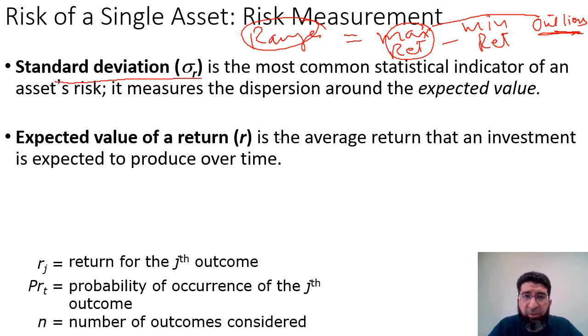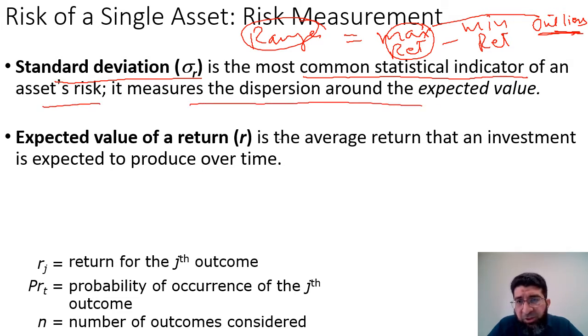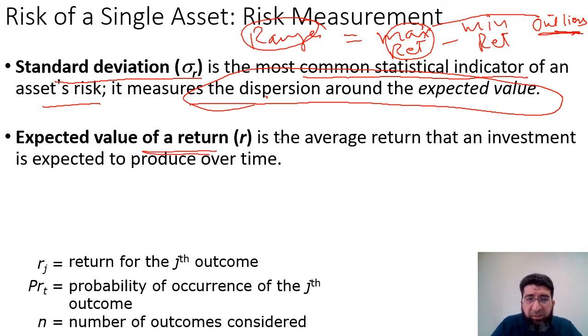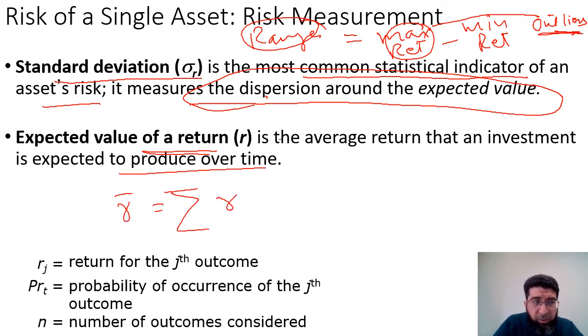Standard deviation is one of them. It is the most common statistical indicator of an asset's risk. It measures the dispersion around the expected value. What is the expected value of a return? The expected value of a return is what an investment is expected to produce over time. R bar equals the sum of Rj, where j goes from 1 to n, multiplied by the probability of the return j. This is how we measure an expected return.